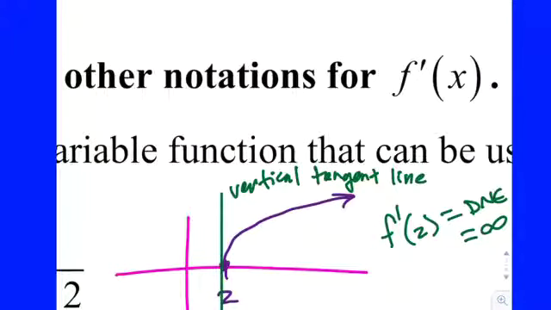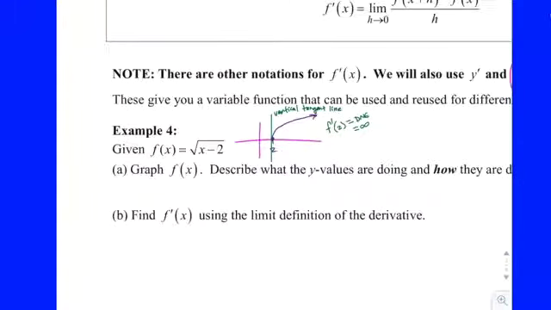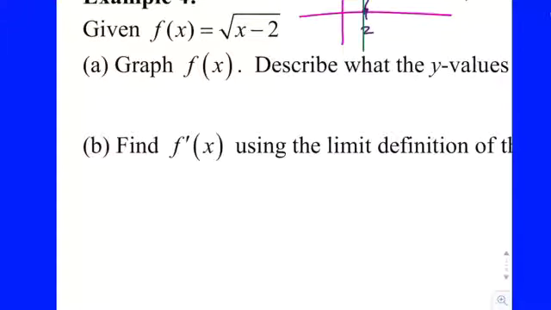Increasing how? At a what rate? At a decreasing rate. Yeah, they're increasing at a decreasing rate. Later on, we're going to call that concave down, like a frown. Okay? So let's go ahead and find the derivative. So let's set it up. This will help you remember it every time.